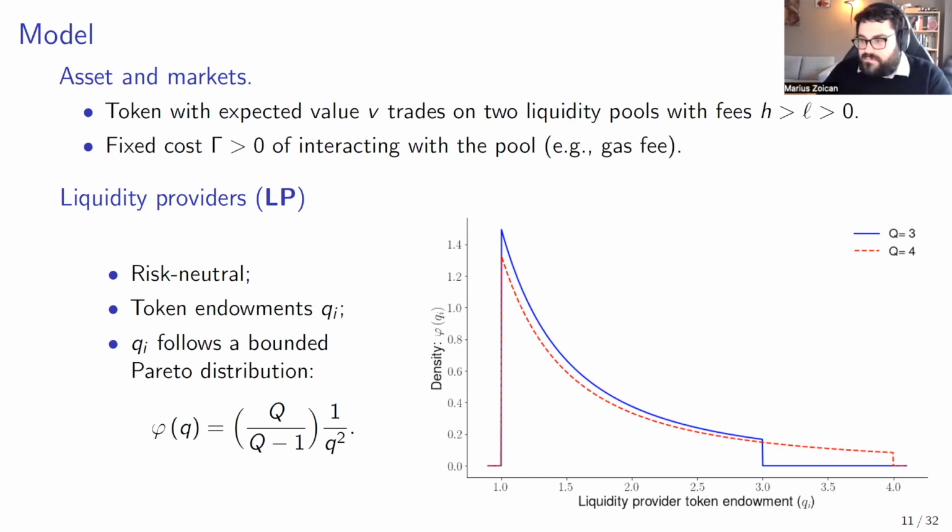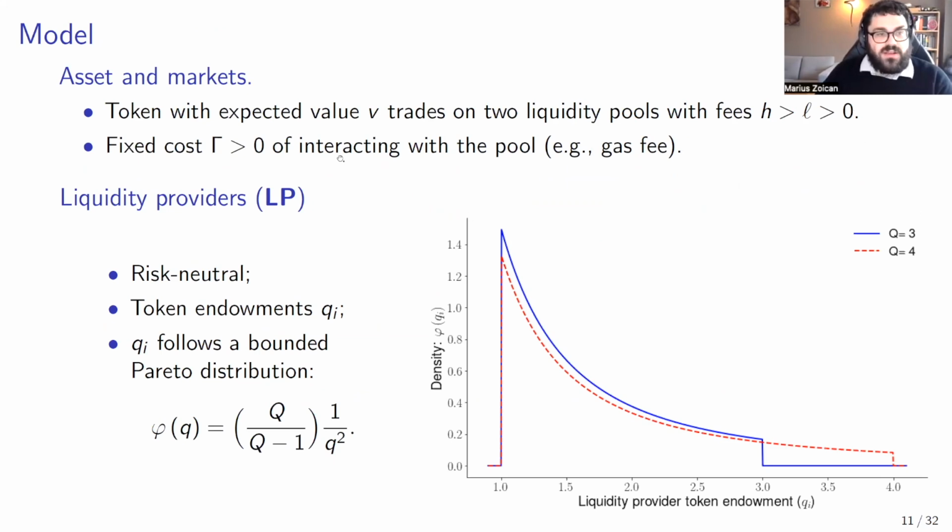Okay. If there are no further questions, then I'll jump into the model. It's a very simple model. We have a single token with an expected value V, actually value V because the value is not really changing. Trading on two liquidity pools against the numeraire. The liquidity pools have heterogeneous fees. That's going to be fee H, that's larger than fee L, and both fees are positive.